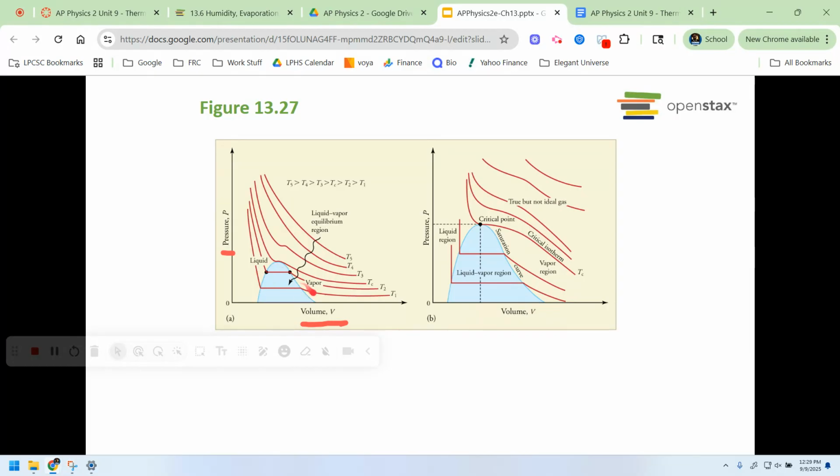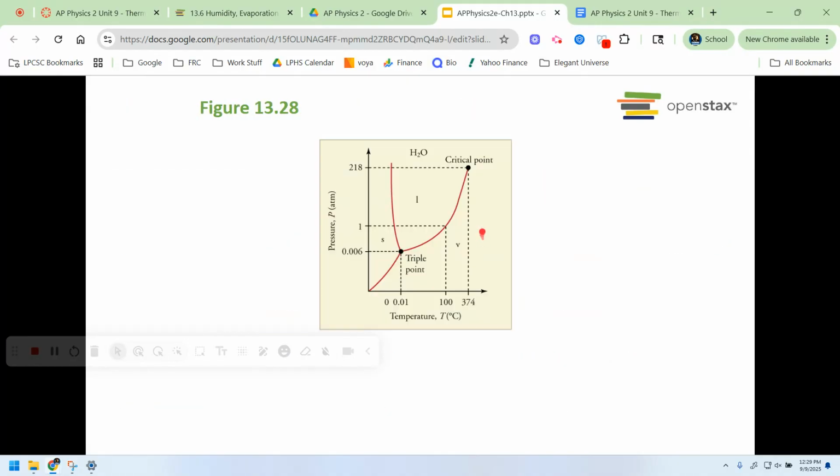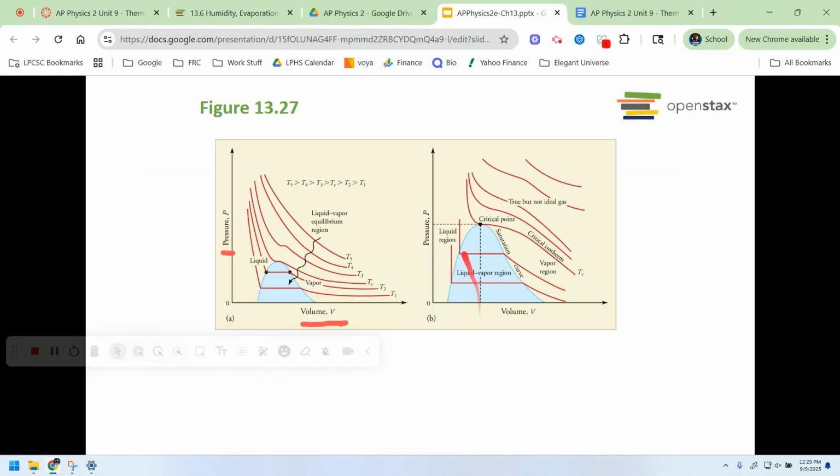And then if you increase the volume without increasing the pressure, there's this barrier. So the barrier between the liquid and the vapor is this little section right here, and that is what we refer to as the liquid vapor region. Okay, and if we look to the right, there's usually this critical point. That helps us to distinguish what is the liquid region, what is the vapor region.